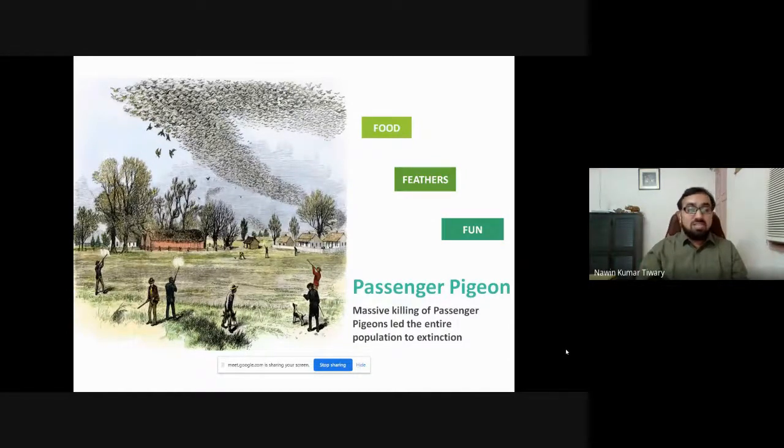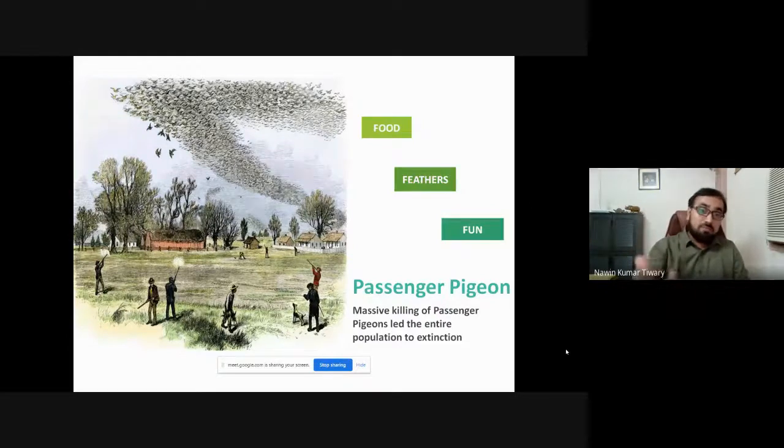So we can just imagine what kind of mistakes we made at one point of time. And why this story is also important is the fact that they were so abundant, so there was no knowing that these were going to go extinct. I mean, we will always take them for granted. The species was so abundant, just like the pigeons around us today, which we think are so abundant, they are everywhere.